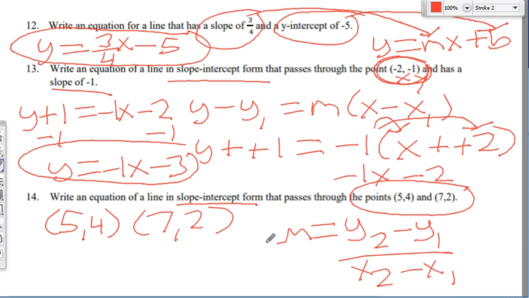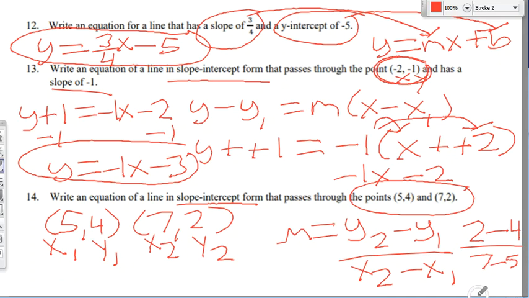Remember, when you are using the slope formula, the most important thing is starting out by labeling your points. So this is the x coordinate of the first point. This is the y coordinate of the first point. This is the x coordinate of the second point, the y coordinate of the second point. Now, once we've done that, it's very easy to plug in to our formula. So instead of the y2, we're going to plug in 2. So 2 minus y1, which is 4, over x2, which is 7, minus x1, which is 5.